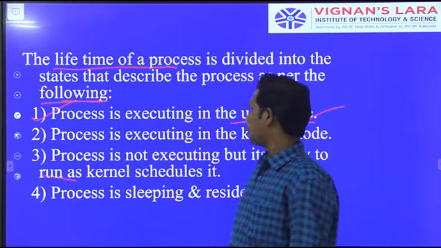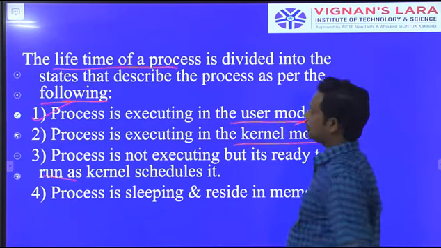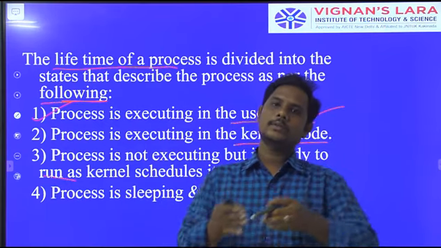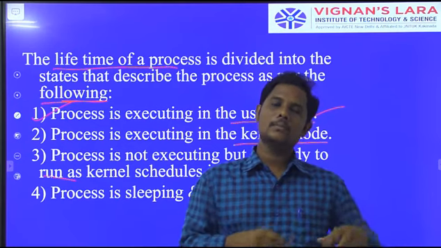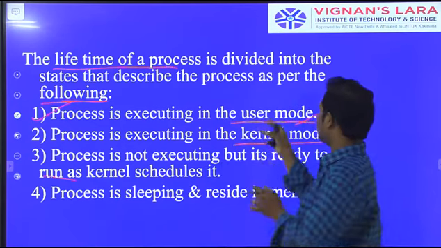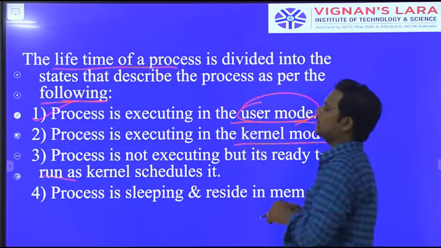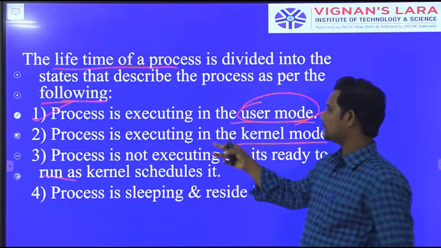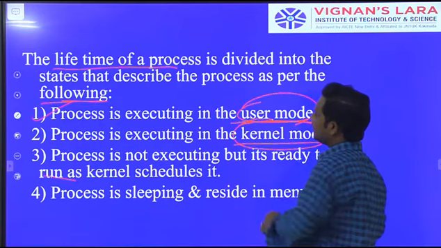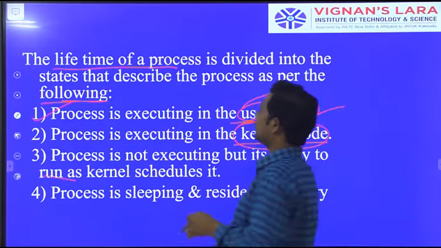Next one, the process is executed in the kernel mode. So some processes are executed in the user mode, some in the kernel mode. Kernel mode means system mode. Okay, user created processes are executed in the user mode with the help of the kernel. A process executed in the kernel mode means it completely depends on system mode. So these two things are very, very important.